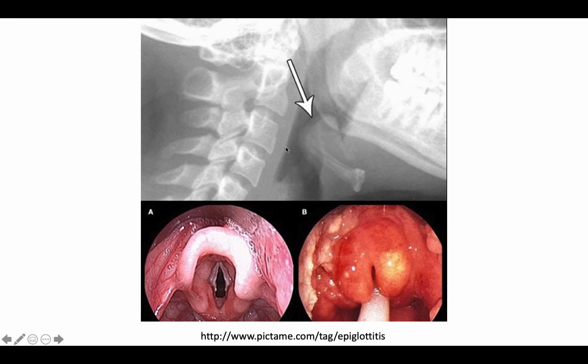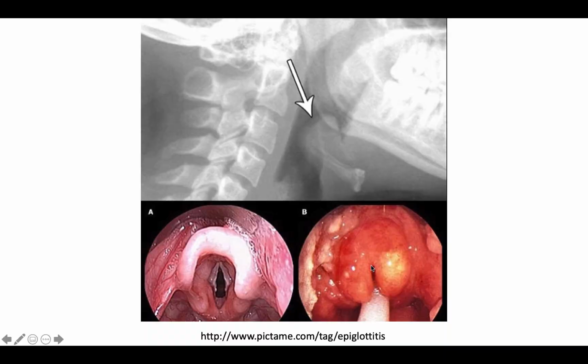When you do an X-ray, you see the air from here. This is the black wall, this is the air, and you can see this very big bulging that is blocking the air. All the air only enters from here. So this is epiglottitis. When you look at the airway, this is what the epiglottis would look like. Very nice. This is a very swollen epiglottis.